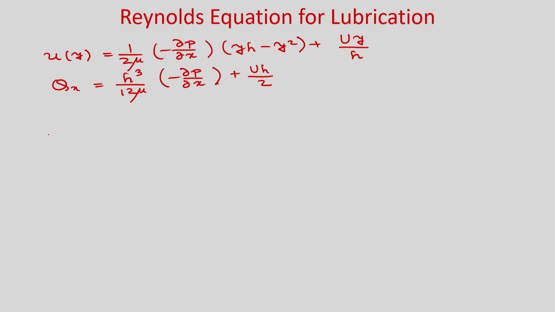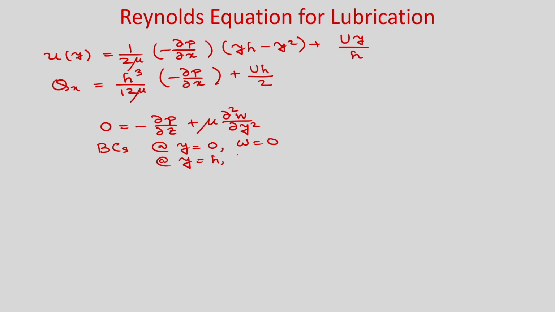Similarly, we have the other governing equation as 0 is equal to minus del p by del z plus mu del 2 w by del y square. Now we have the boundary conditions: at y is equal to 0, w is equal to 0, and at y is equal to h, w is equal to capital W.